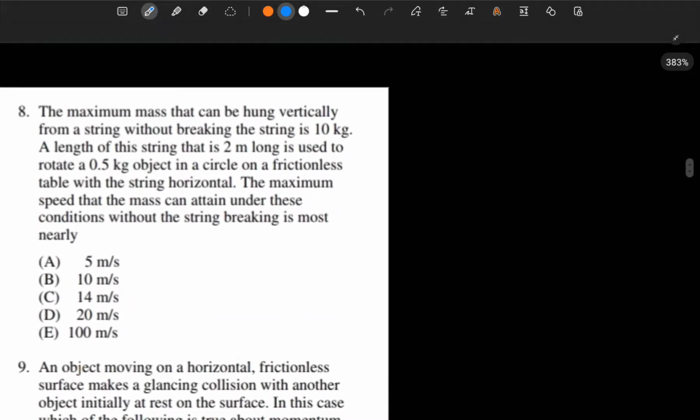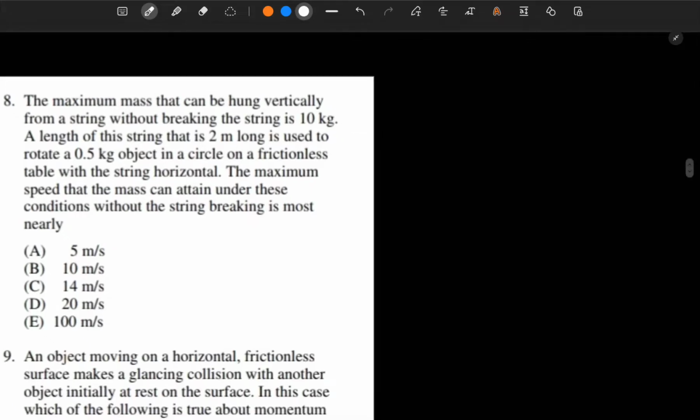Next, let's assume that the maximum mass that can be hung vertically from a string without breaking the string is 10 kilograms. A length of this string that is 2 meters long is used to rotate a 0.5 kilogram object in a circle on a frictionless table with the string horizontal. The maximum speed that the mass can attain under these conditions without the string breaking is most nearly which of the following?